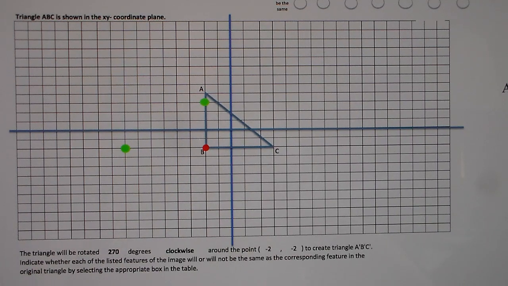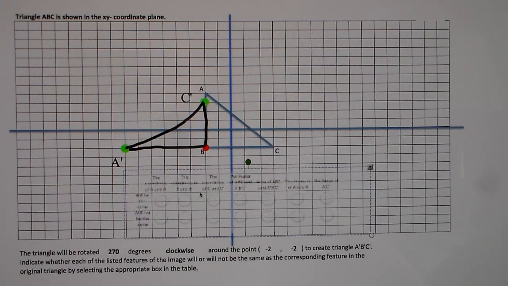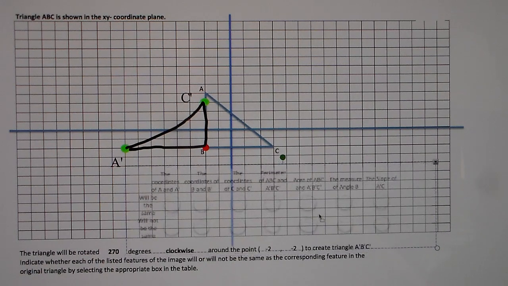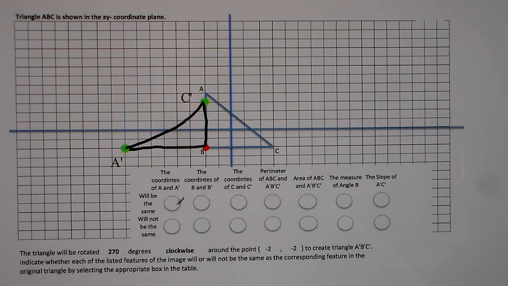So we got A prime. B prime stays right where it is because it's being rotated right on itself. Connect them up. And there's our 270 degrees rotated triangle. Now, A prime and C prime, they're different locations. B prime is in the same location, so we got to mark that correctly here on our paper. So A prime is not the same, C prime is not the same, B prime is the same as B.